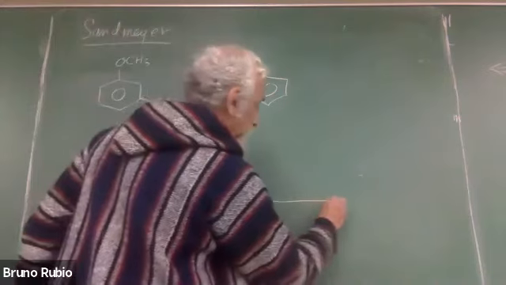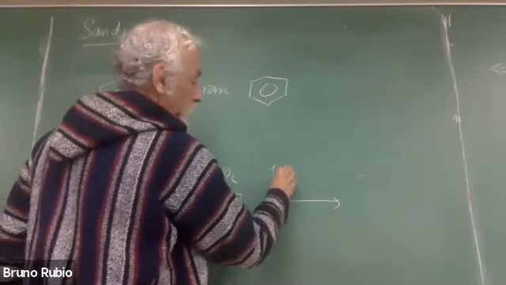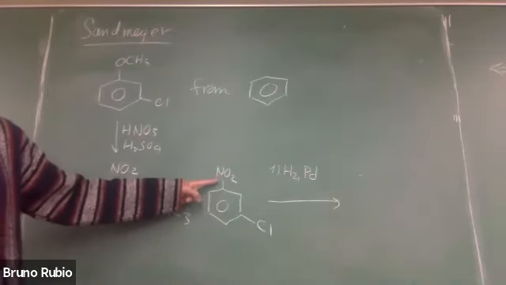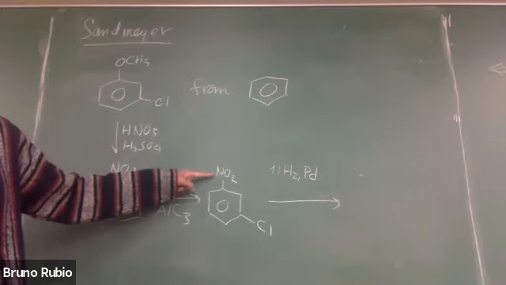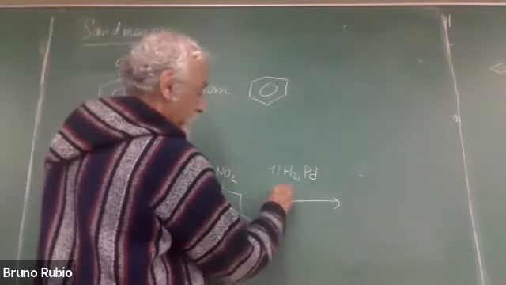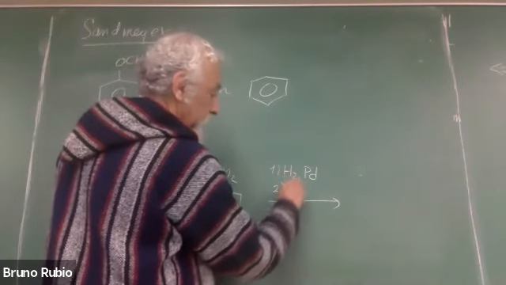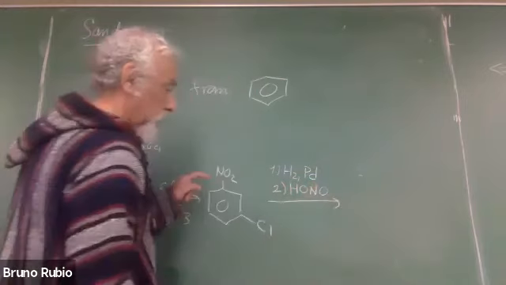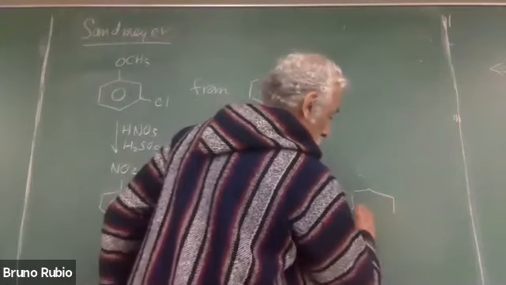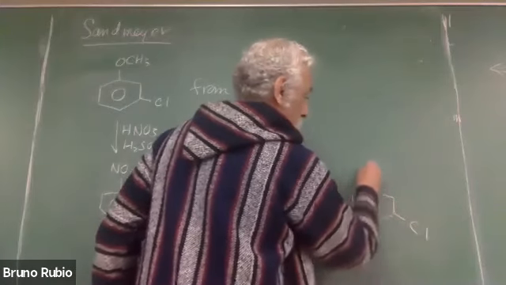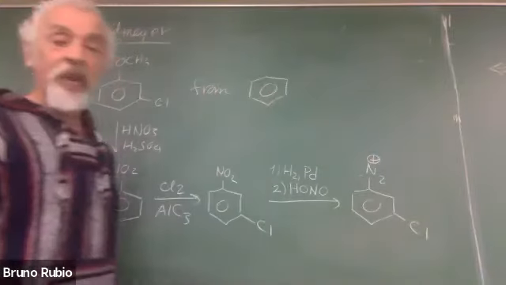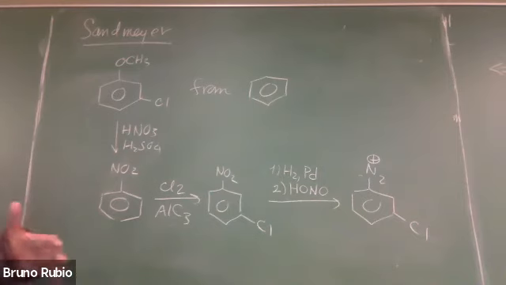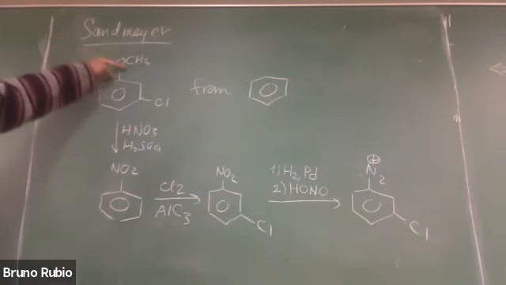All right, so what I would do first here is now I have to reduce the NO2 to NH2. So I have NH2 here. And then I diazotize. That puts this diazonium ion there. And that N2+ group is an excellent leaving group. It can be knocked off by nucleophiles. I need to add OCH3.